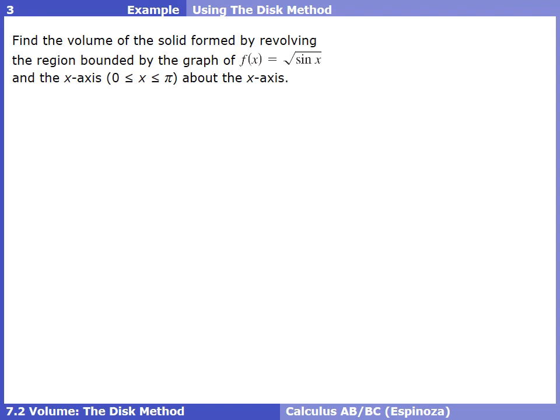So here we want to find the volume of a solid formed by revolving the region bounded by the graph of f of x equals the square root of sine x, which you can see right here. And we're going to rotate this shape from 0 to pi about the x-axis. So what does that really leave us with?